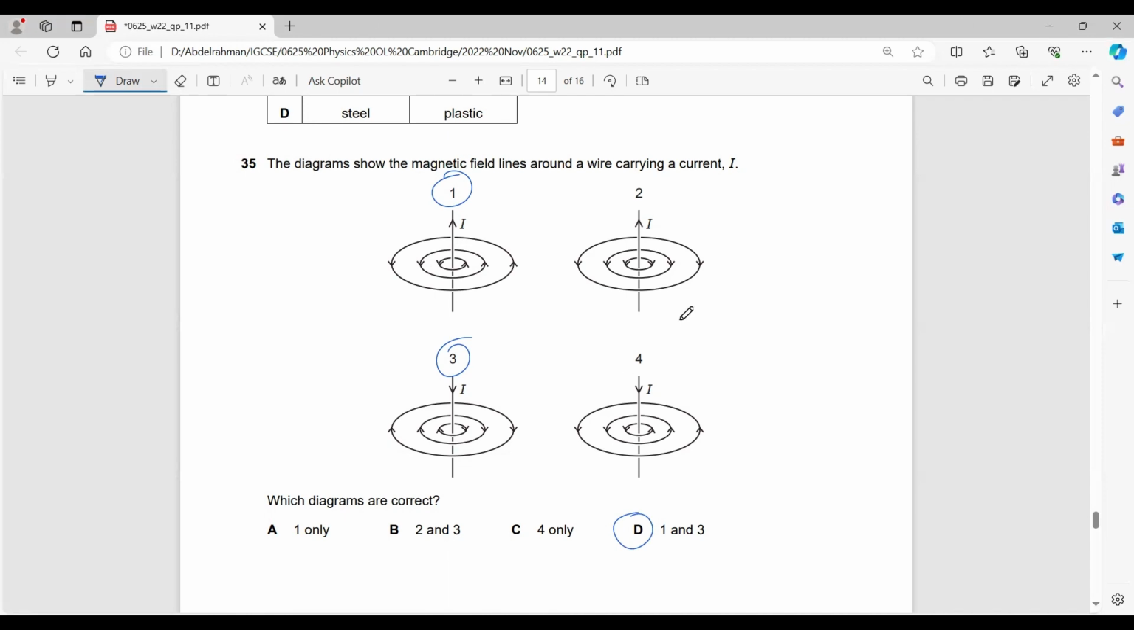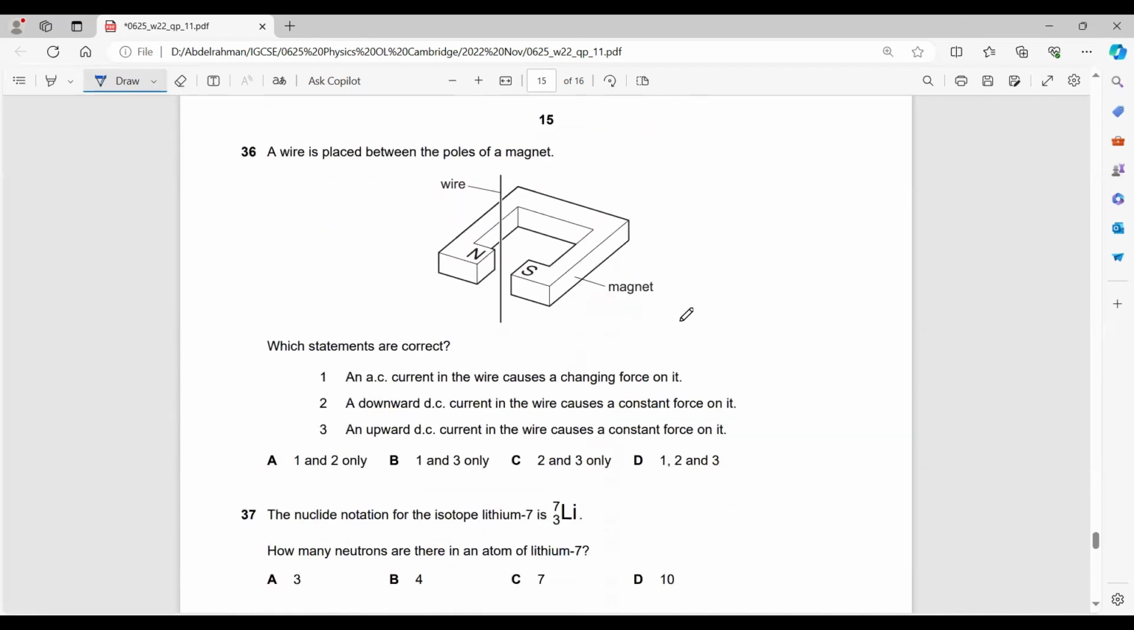Okay. Question 36. A wire is placed between the poles of a magnet. Which statements are correct? An AC current in the wire causes a changing force on it. A downward DC current in the wire causes a constant force on it. An upward DC current on the wire causes a constant force on it. They all seem to be okay. Yes, they are all correct.